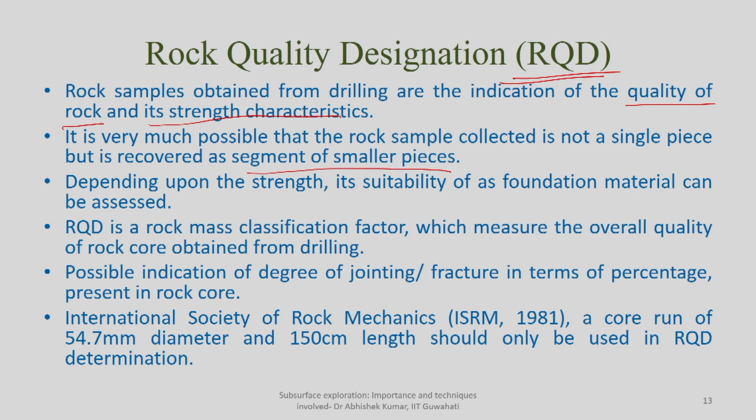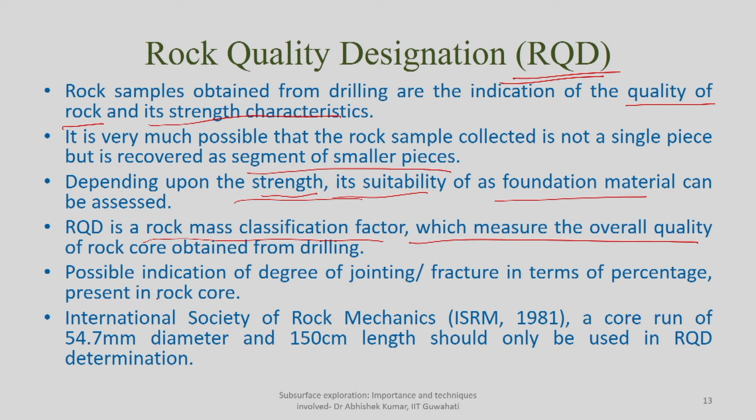So how do you get an overall idea of how you classify that particular rock? Depending upon its strength, because once you classify, that will give you an idea about the strength and its suitability as foundation material or maybe as construction material. So RQD is a rock mass classification factor. There are different factors based on which you can assess the quality or strength of the rock, which will give you an understanding of how suitable that particular medium is in the light of bearing capacity, settlement, construction practice, or even impermeability.